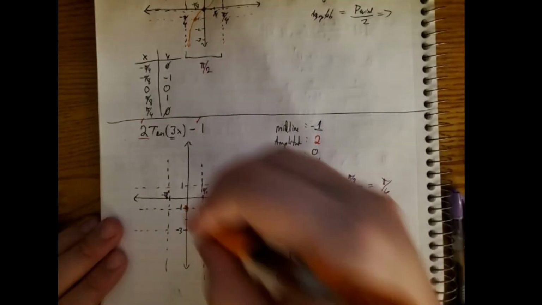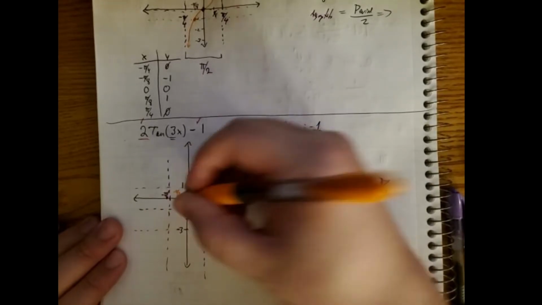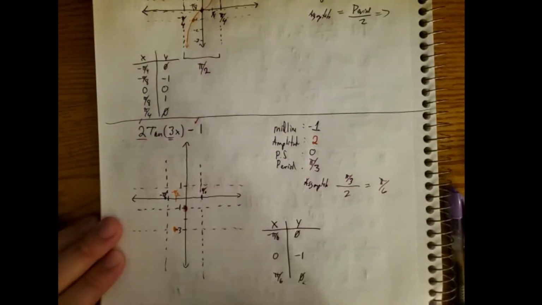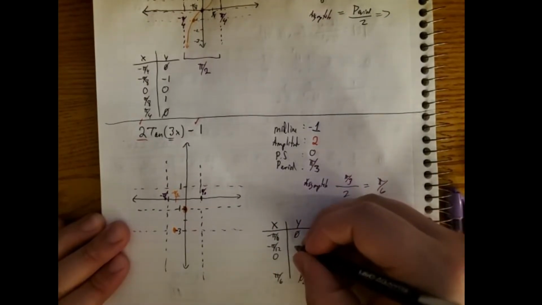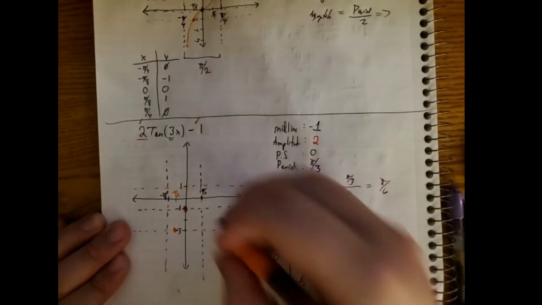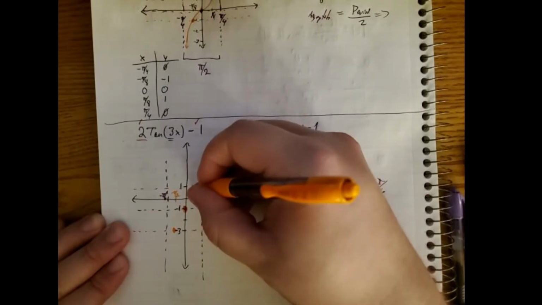So halfway in between, in this case at negative pi over 12, I'd be at the negative asymptote, which is right there. So at negative pi over 12, I'd be at negative 3. And then at positive pi over 12, I would be up here at positive 1.